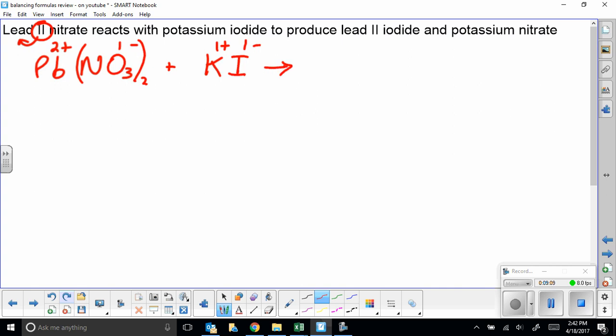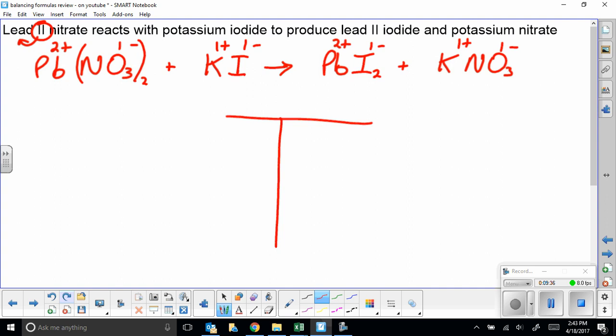To produce is my arrow. Lead 2, which is Pb, 2+ again, and this is iodine, and that's a 1-, so I crisscross the 2. And potassium nitrate, K. Nitrate is NO3, 1+. This one I'll give you is a 1-, so you don't crisscross there. So I want to double check that I got everything crisscrossed. I did, so now we're good.